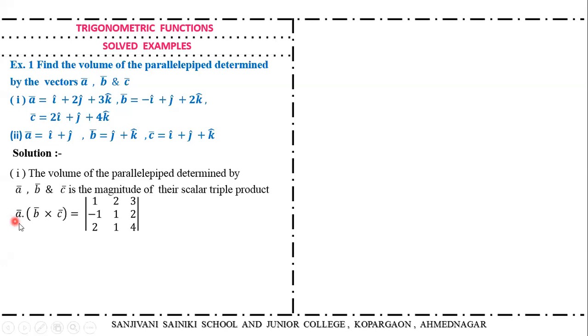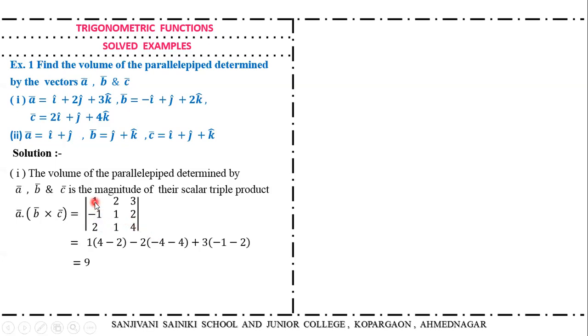Look at this. A bar dot B bar cross C bar gives the volume of the parallelepiped. So put the values. In the first row, the components of A bar. In the second row, components of the second vector B bar. And in the third row, components of the third vector C bar. So we know how to find the determinant of the 3 by 3. How to solve the 3 by 3 determinant.